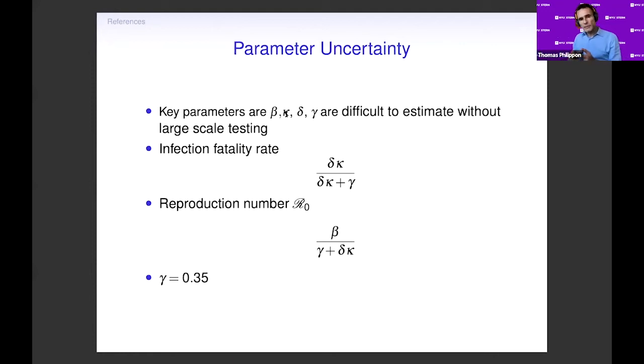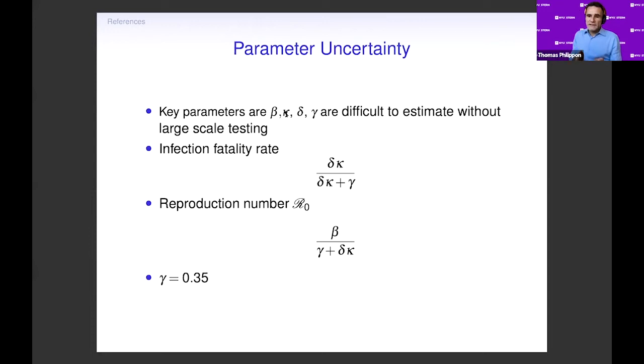So that's an important number because in the data, sometimes we measure these people better. Delta is the death rate conditional on having strong symptoms. So delta kappa is the risk of dying conditional on being infected today. And gamma is the recovery rate. Now, gamma is actually the one that's not too hard to find in the data. I think the range of estimates for gamma is much smaller than for the other parameters.